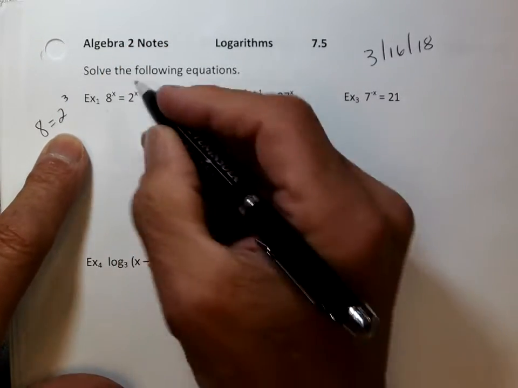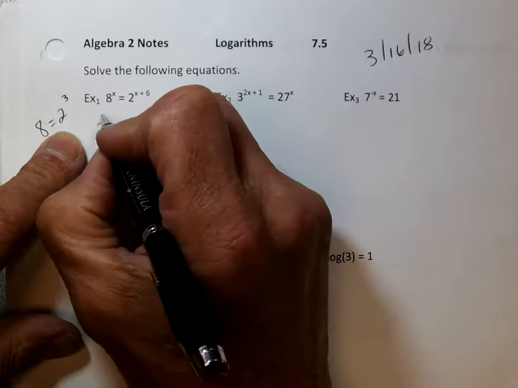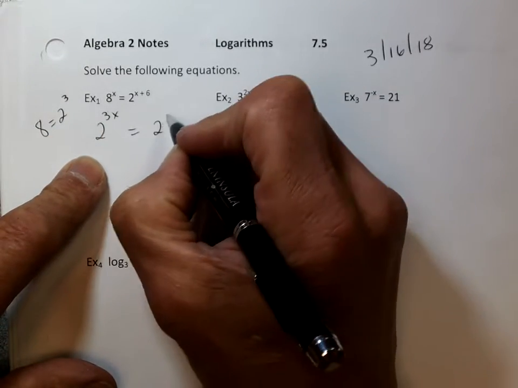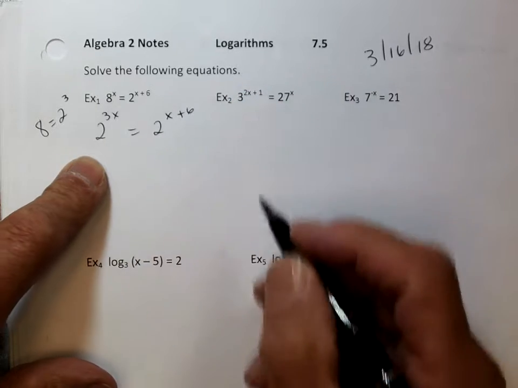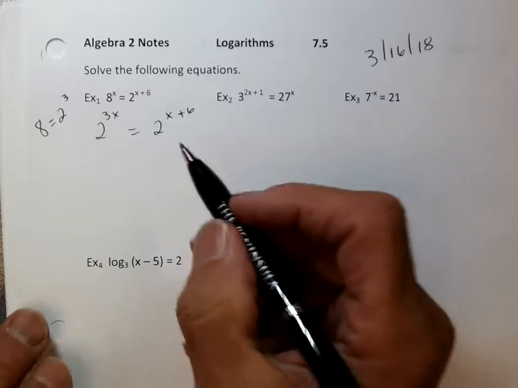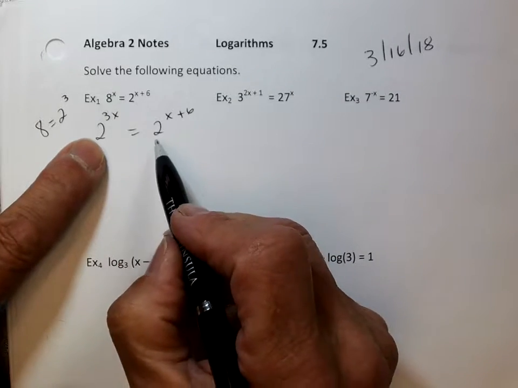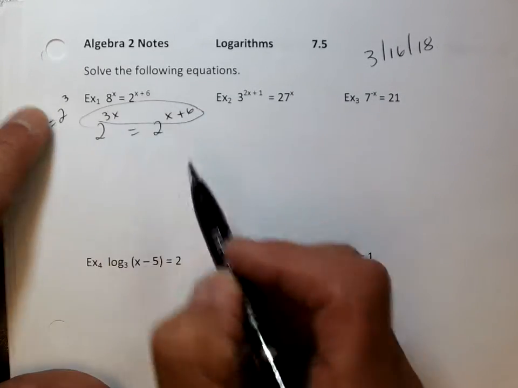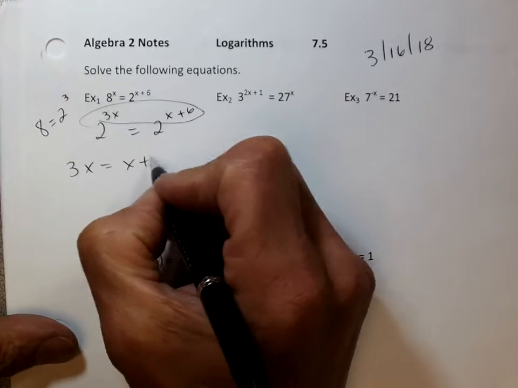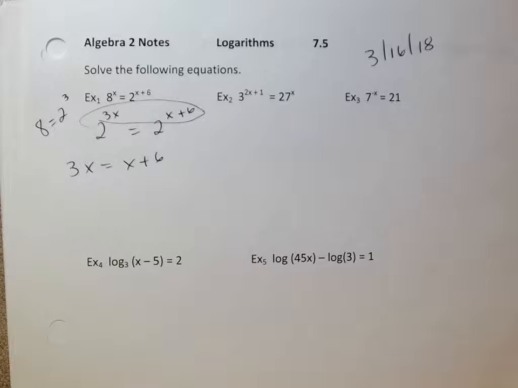So instead of writing 8, let's write 2 cubed, or 2 to the 3x, equals 2 to the x plus 6. If you can change them to the same base, then it becomes pretty easy. So if we know 2 to the 3x is equal to 2 to the x plus 6, then we can just set 3x equal to x plus 6. So what I wanted to do is make them the same base.